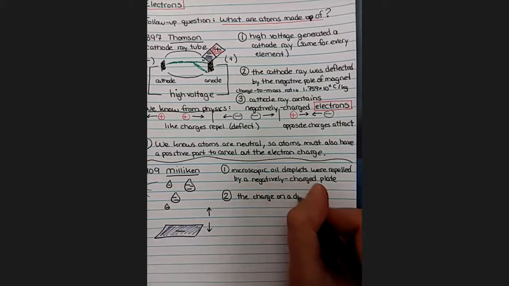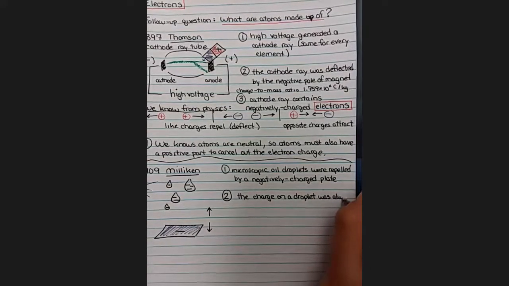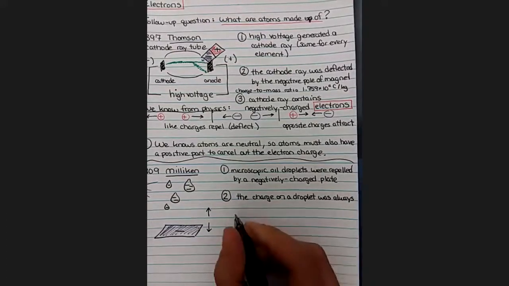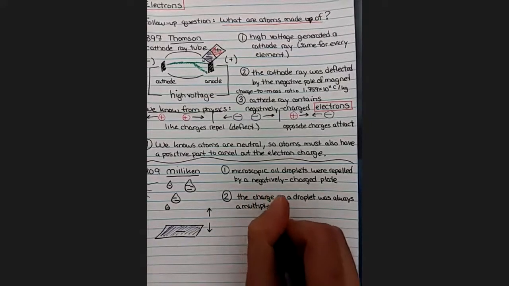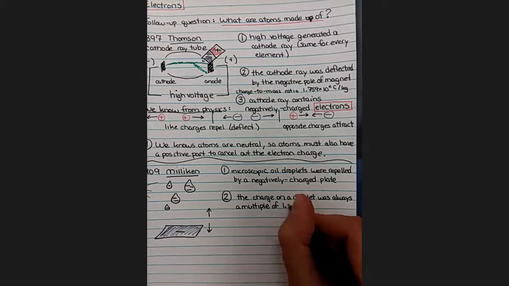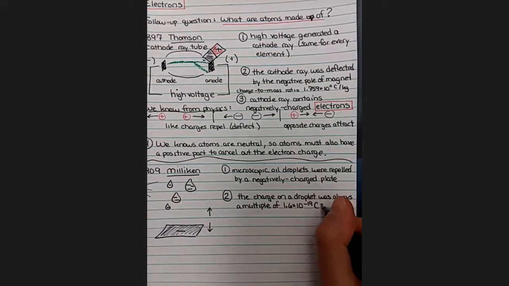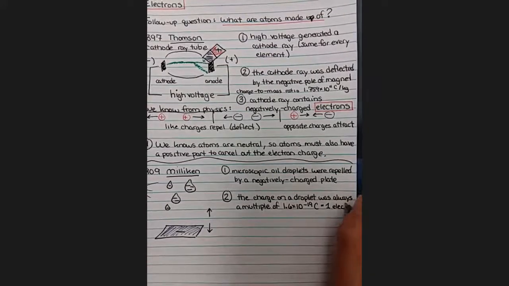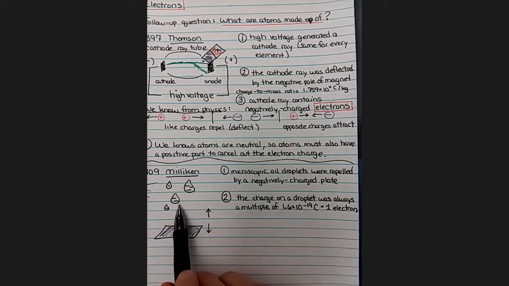So the charge on an individual droplet varied, but it was always a multiple of one particular number. There was a greatest common factor, and that factor was the charge of one electron. So the charge on a droplet was always a multiple of 1.6 times 10 to the negative 19 coulombs. So he decided that that was the charge of one single electron. So that meant if an oil droplet had a charge that was greater than this number, it had multiple electrons attached to it. So that was pretty cool.